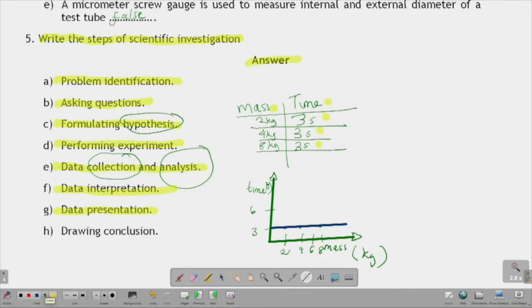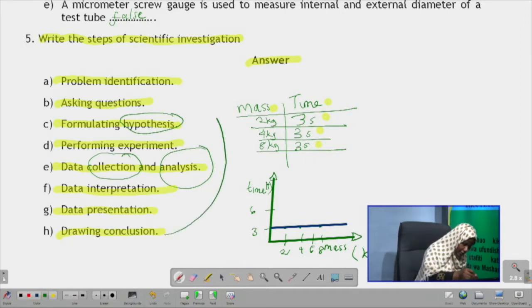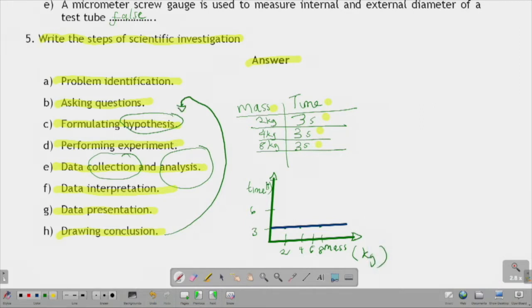And then the last step is going to be to draw conclusion. Conclusion is the summary of the results that you have obtained. That is the conclusion. So you have already identified your problem. You have already asked yourself some questions. You have already formulated your hypothesis. You have performed your experiment and collected the data. You have interpreted and presented the data. So now, what should be your conclusion? Your conclusion should be directly going back to your hypothesis.